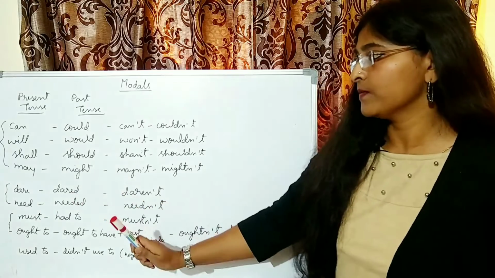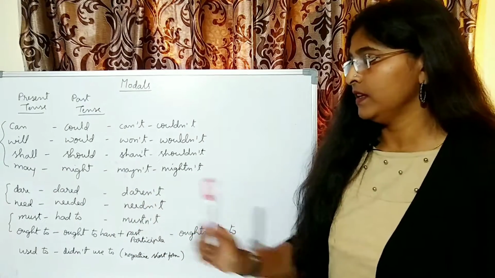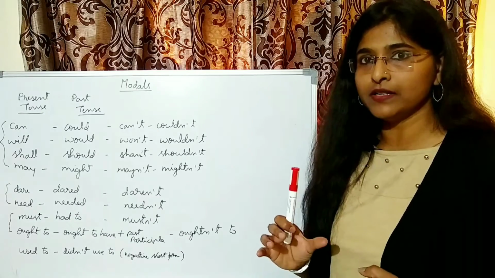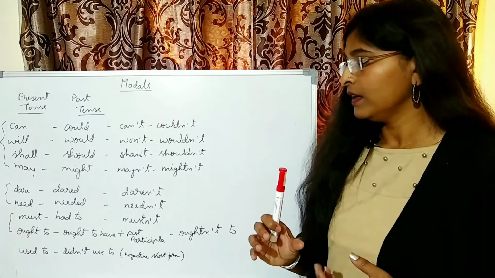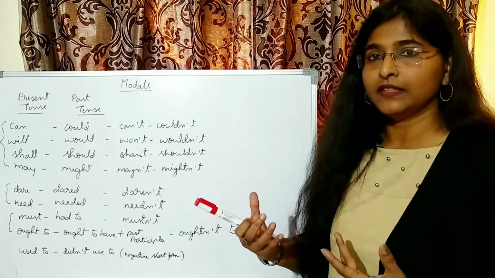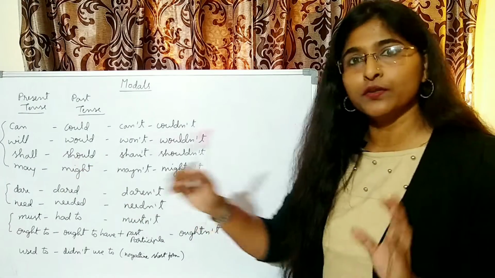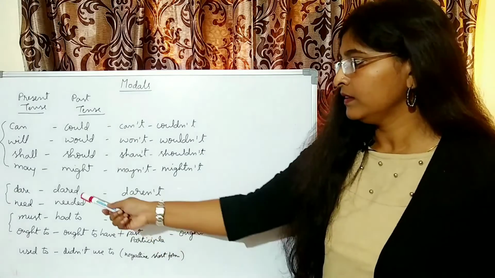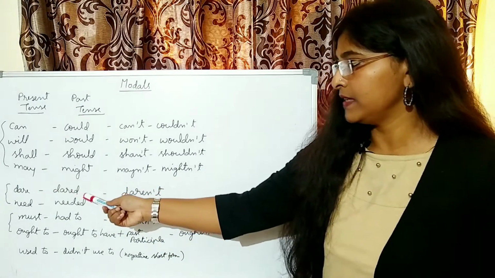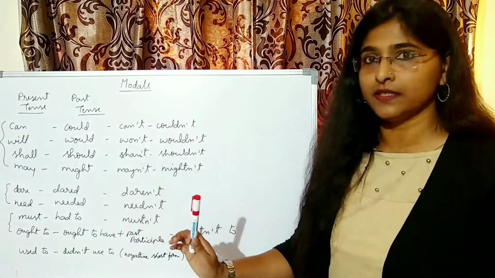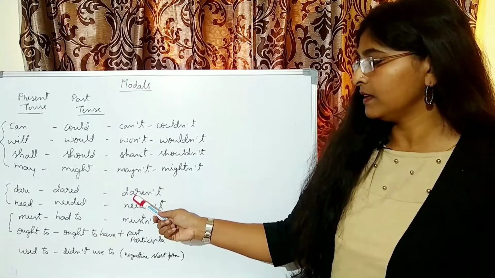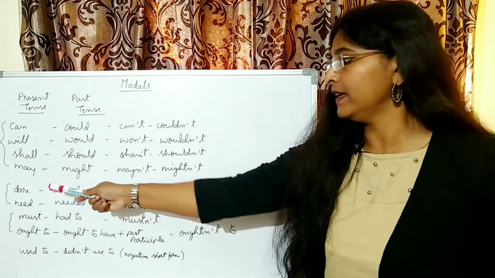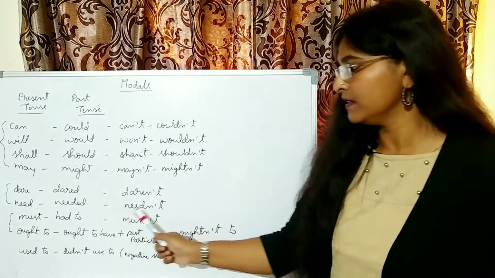See these 2 words: dare, need. These words are not only modals. They are used as modals sometimes. They have the other function. These 2 words are used as main verbs, like finite verbs. The past tense of dare is dared, need is needed. And the negative short form is daren't, needn't.